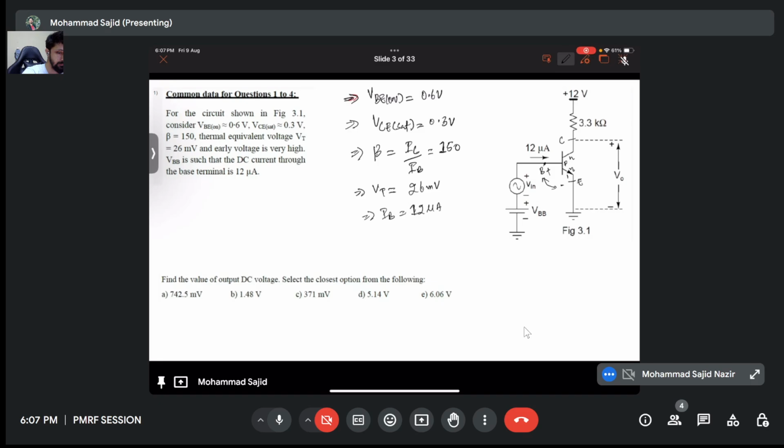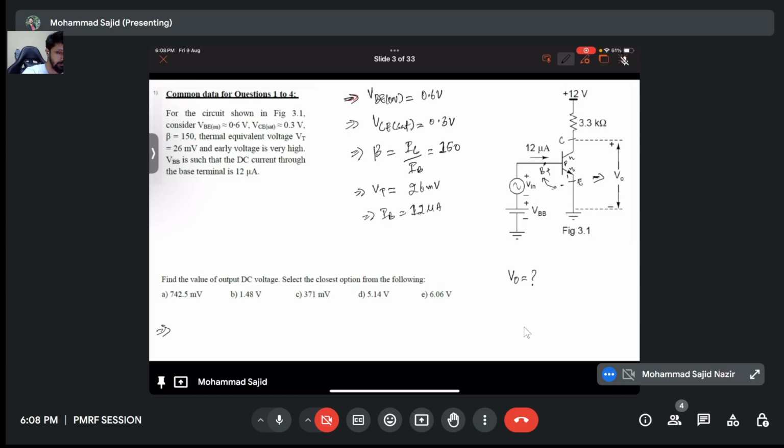The first question says, find the value of the output DC voltage. Select the closest option from the following. The output DC voltage is V naught, right? 12 is the applied voltage and the collector is your output, so the total voltage is at this V naught. So let's write it: find the value of DC voltage.